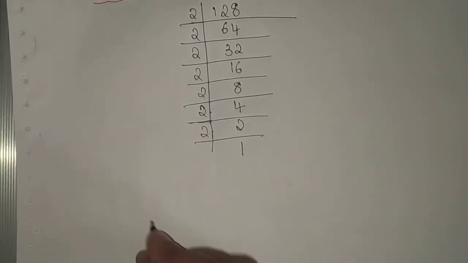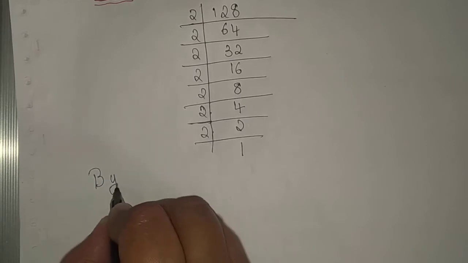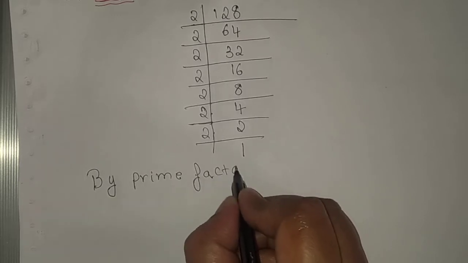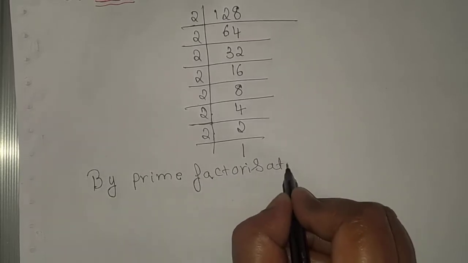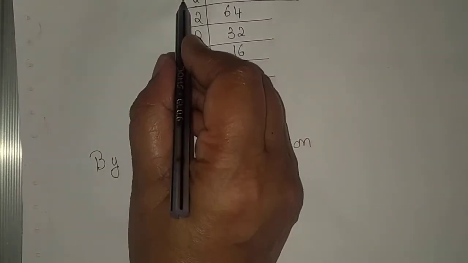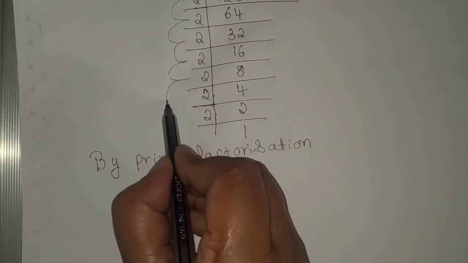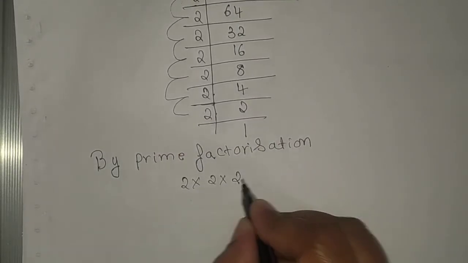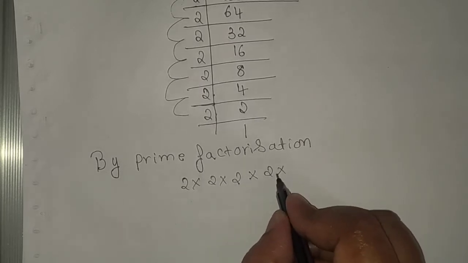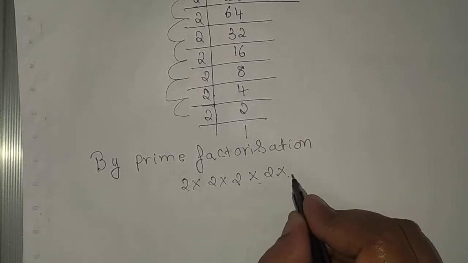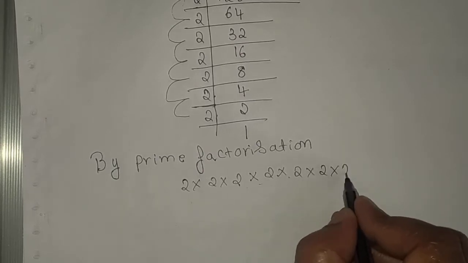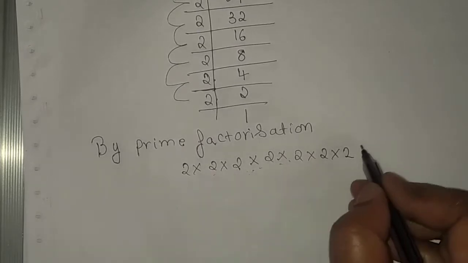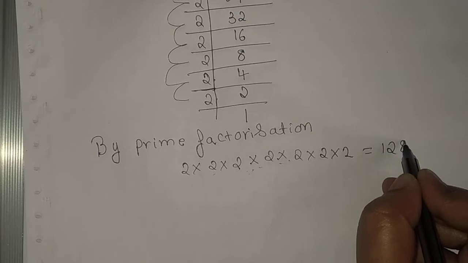So this is the prime factorization method. Next step, by prime factorization, take all these numbers and multiply all this. So many numbers we get, that is 2 into 2 into 2, again into 2 into, that is here 4, again 3, 2 are there, 1, 2, 3. So what happens? Now this will be multiplied, this will be 128.